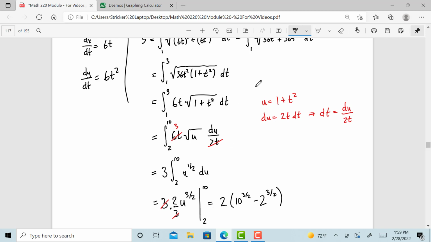And just to talk about what that is from a decimal point of view, this is about 57.589.